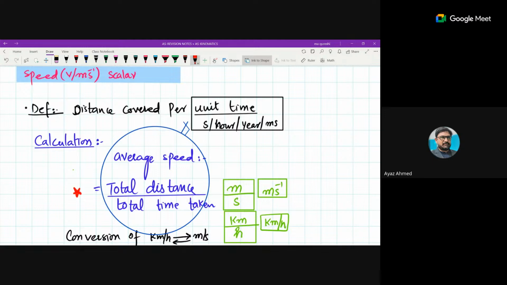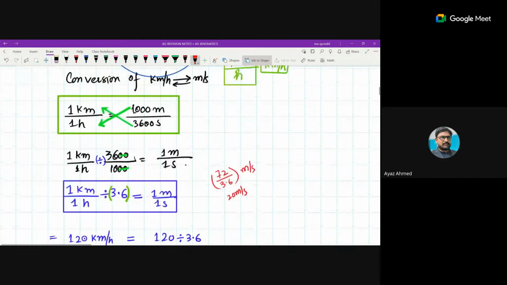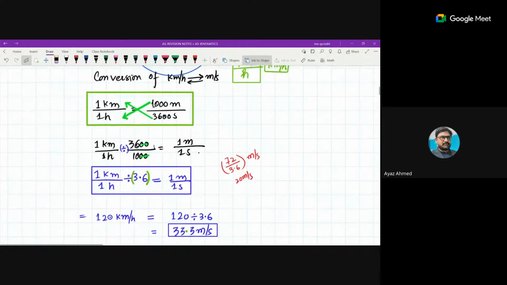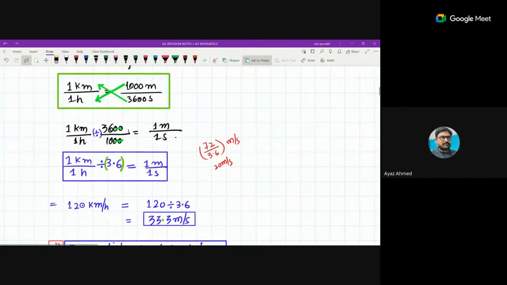Calculations: the average speed is total distance divided by total time taken. What is average speed? Total distance divided by total time taken. And one more thing: because you are in the crash course, you must know the conversion of meter per second into kilometer per hour and vice versa. For kilometer per hour to meter per second, I have a short trick for you. Just multiply or divide the unit by 3.6.